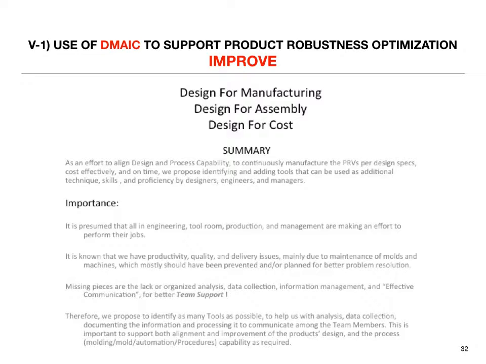This is important to support both alignment and improvement of the product's design and processes, molding, mold, automation, procedures, capability as required. So basically, when I got to the company, there was not good communication between production, engineering, and management, and that lack of communication had disabled them from resolving the problems. But everybody, of course, like any other company, takes pride in what they do and they're working very hard, but they're still having problems. My logic was, if you all are very good, which I'm not questioning, everybody is working hard, but we do have quality problems, we do have delivery problems. I mean, that means we have a problem.